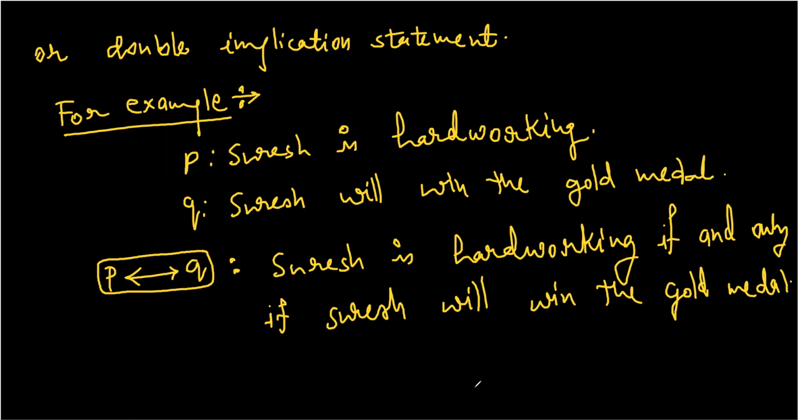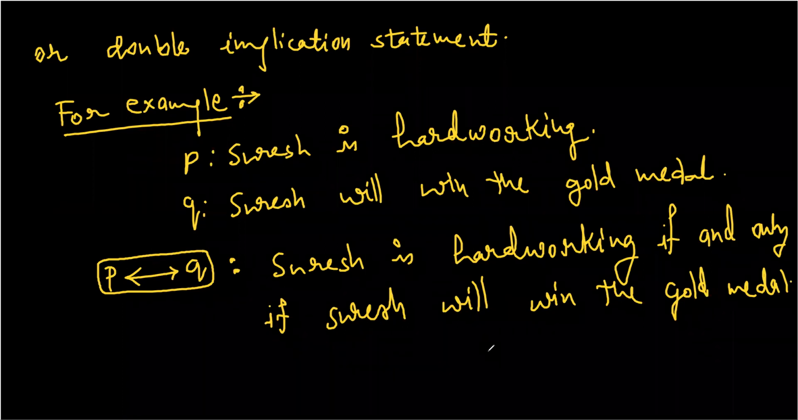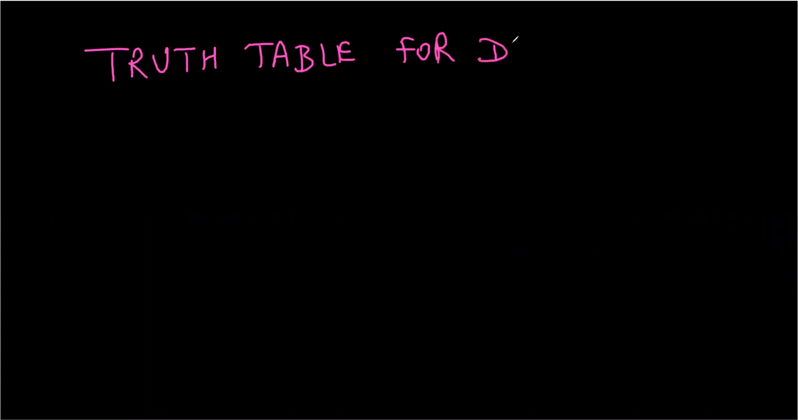Next we are going to see the truth table of the double implication statement. So here I make the truth table for the double implication statement or biconditional.